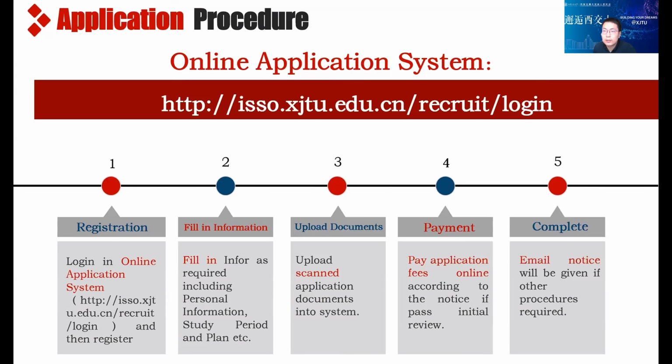And after you get all the application documents prepared, you may now start your online application. You can see this is the link for our online application system, and you can finish all your application here. First, you should register your application account, and then you should fulfill your personal information, including your study plan and all the background info. And then you can upload all the documents I have just introduced. And after that, you can pay the application fee online. And finally, you will complete your application. And we're going to email you for any further notice regarding your application.